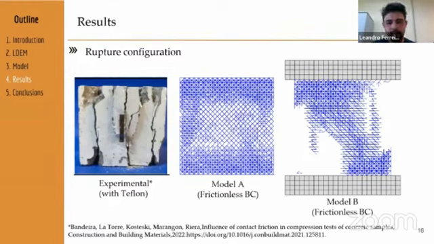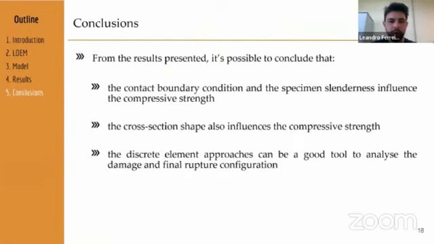Concluding, from the results presented, it's possible to conclude that the contact boundary condition and specimen slenderness influence the compressive strength. The cross-section shape also influences the compressive strength, and the discrete element approach can be a good tool to analyze the damage in the final rupture configuration.